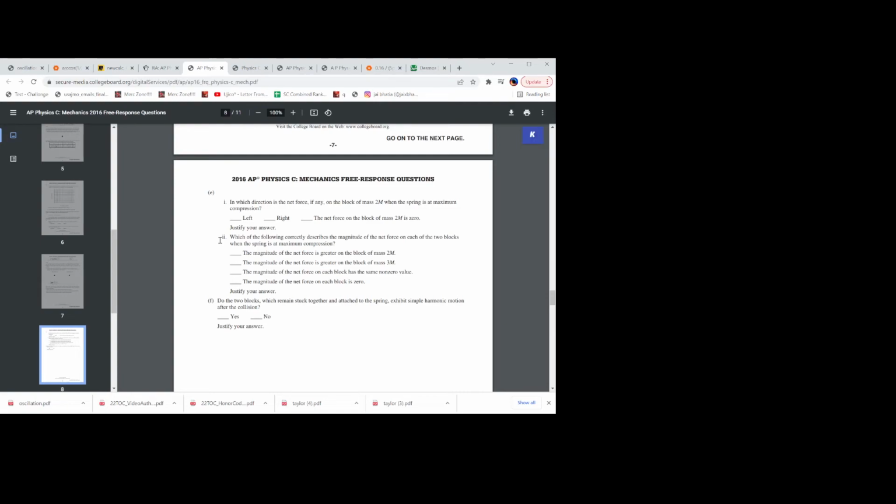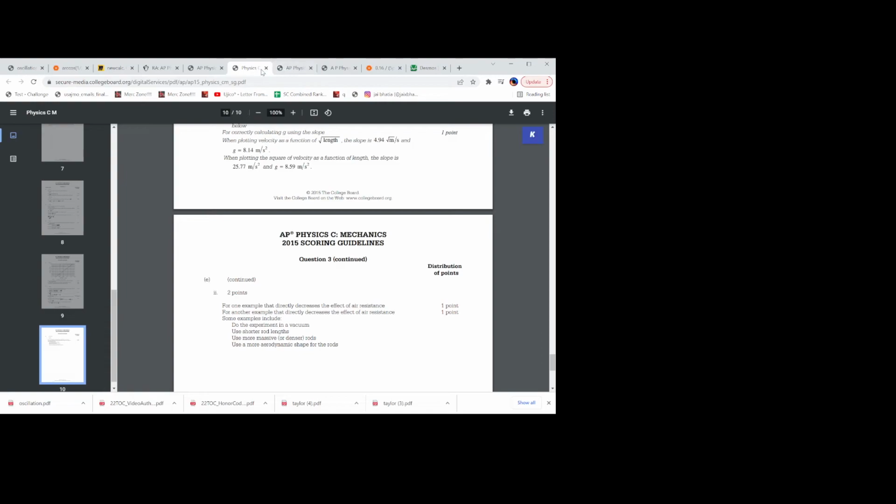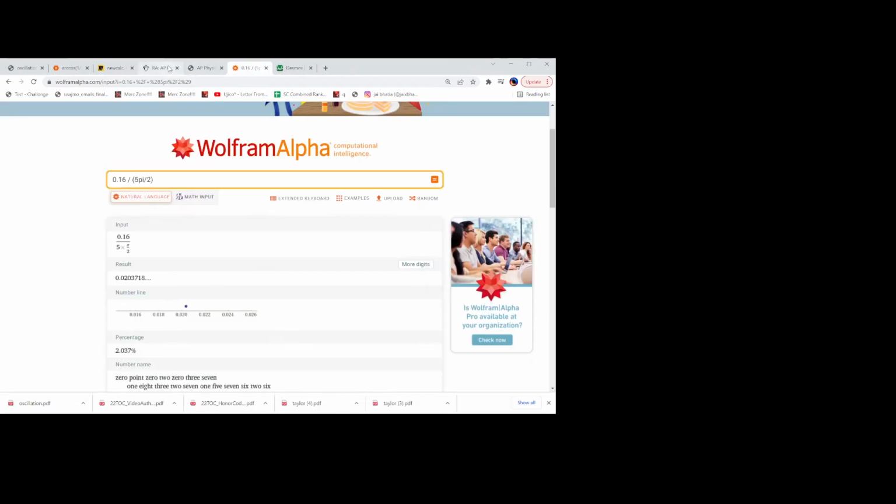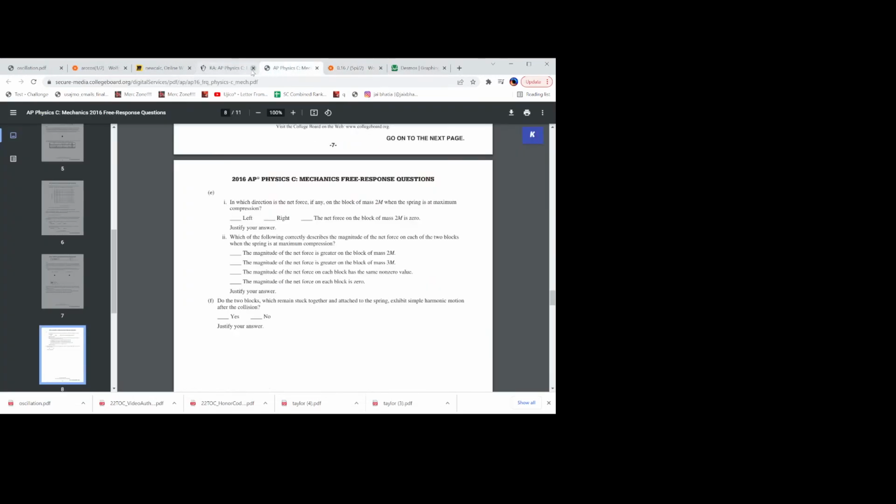Wait, well, no. Because for simple harmonic motion, I'm pretty sure the restoring force has to be minus kx, right? Otherwise, it's like oscillating motion, but it's not simple harmonic motion. I think. I'm gonna check the answer for that. I'm actually genuinely curious what the answer to this is. I'm gonna write this down though.